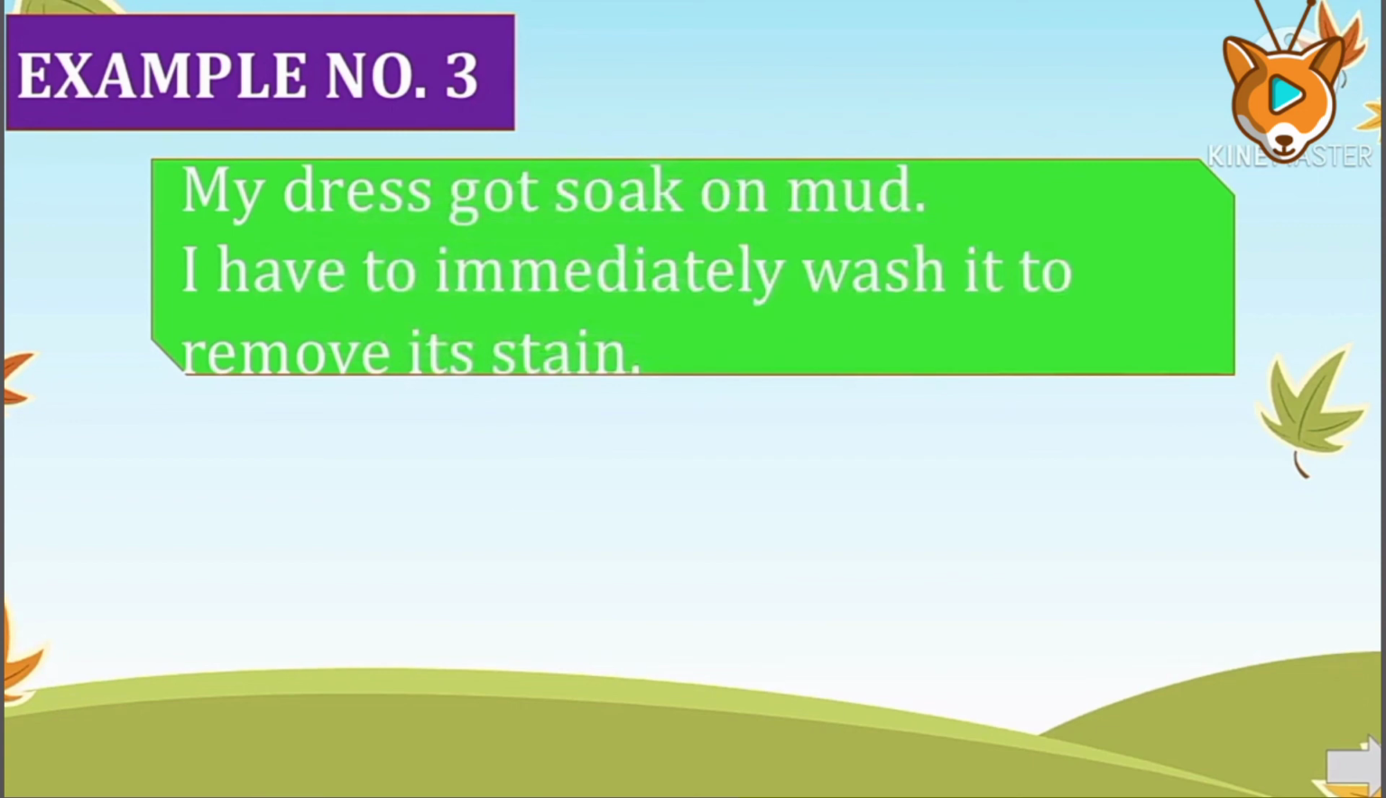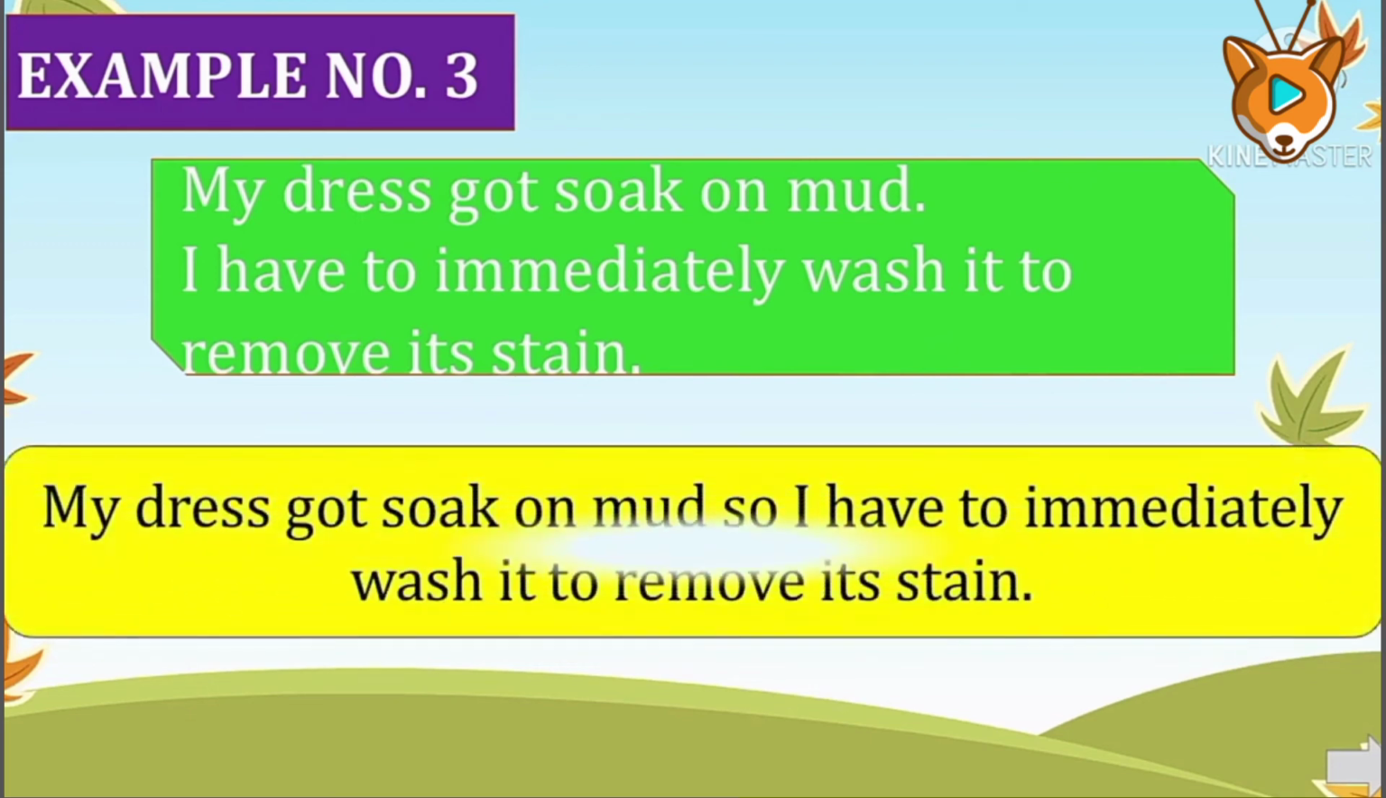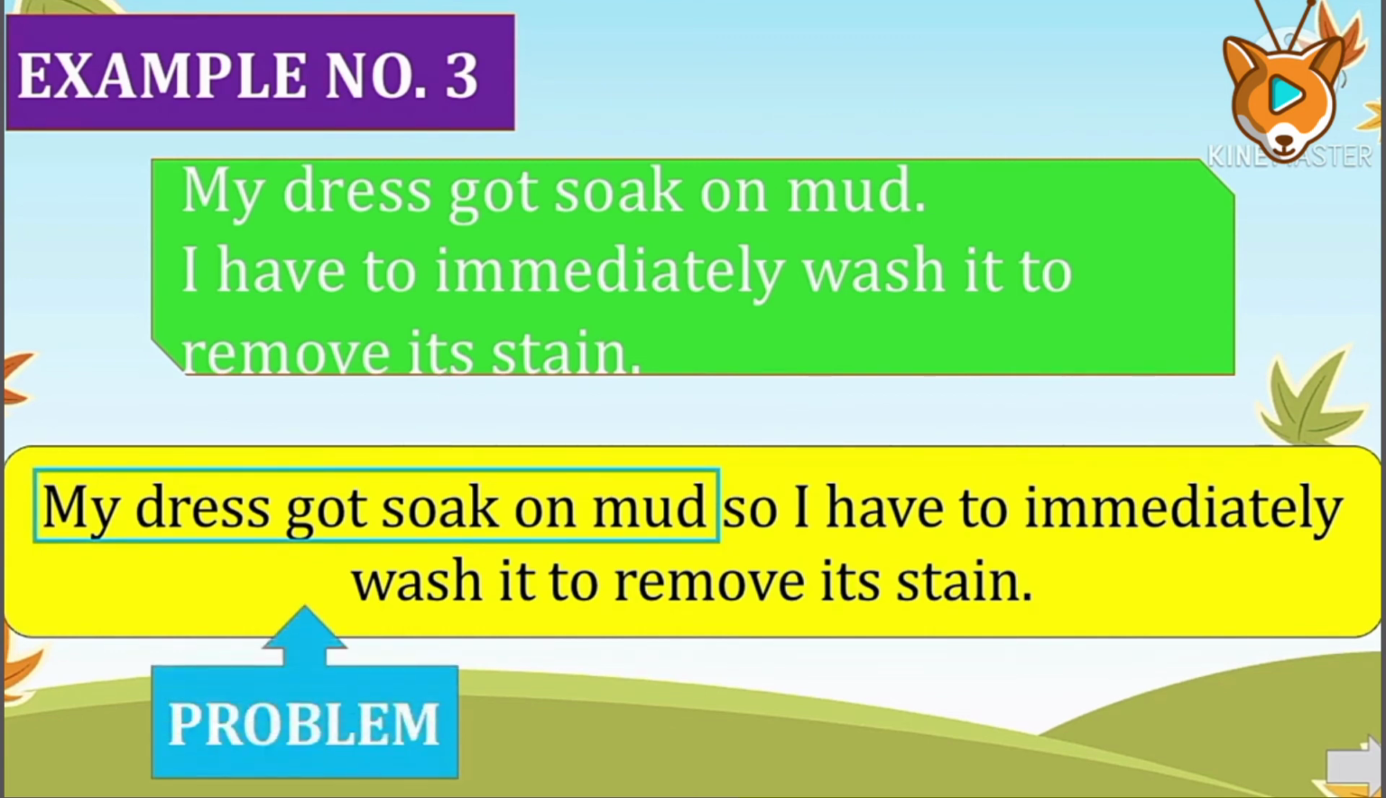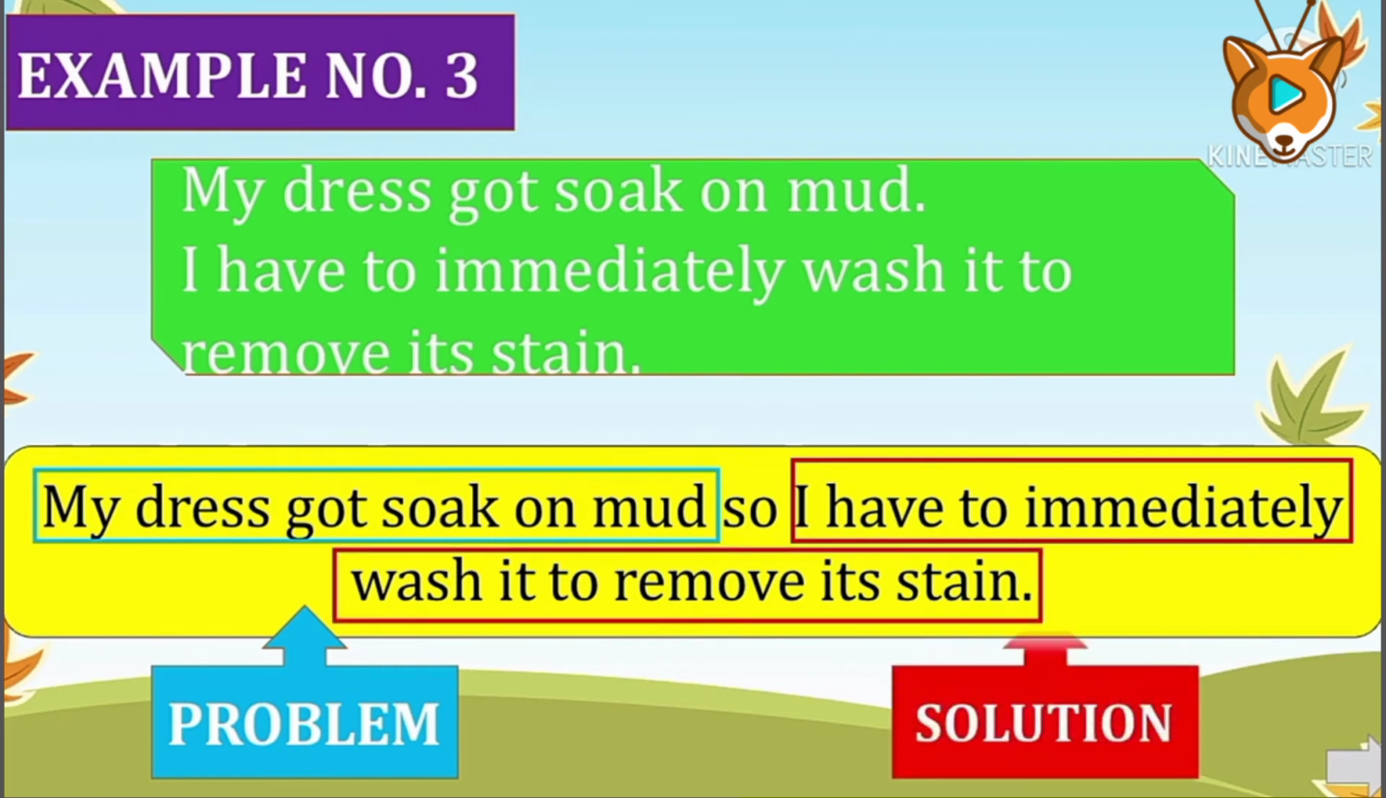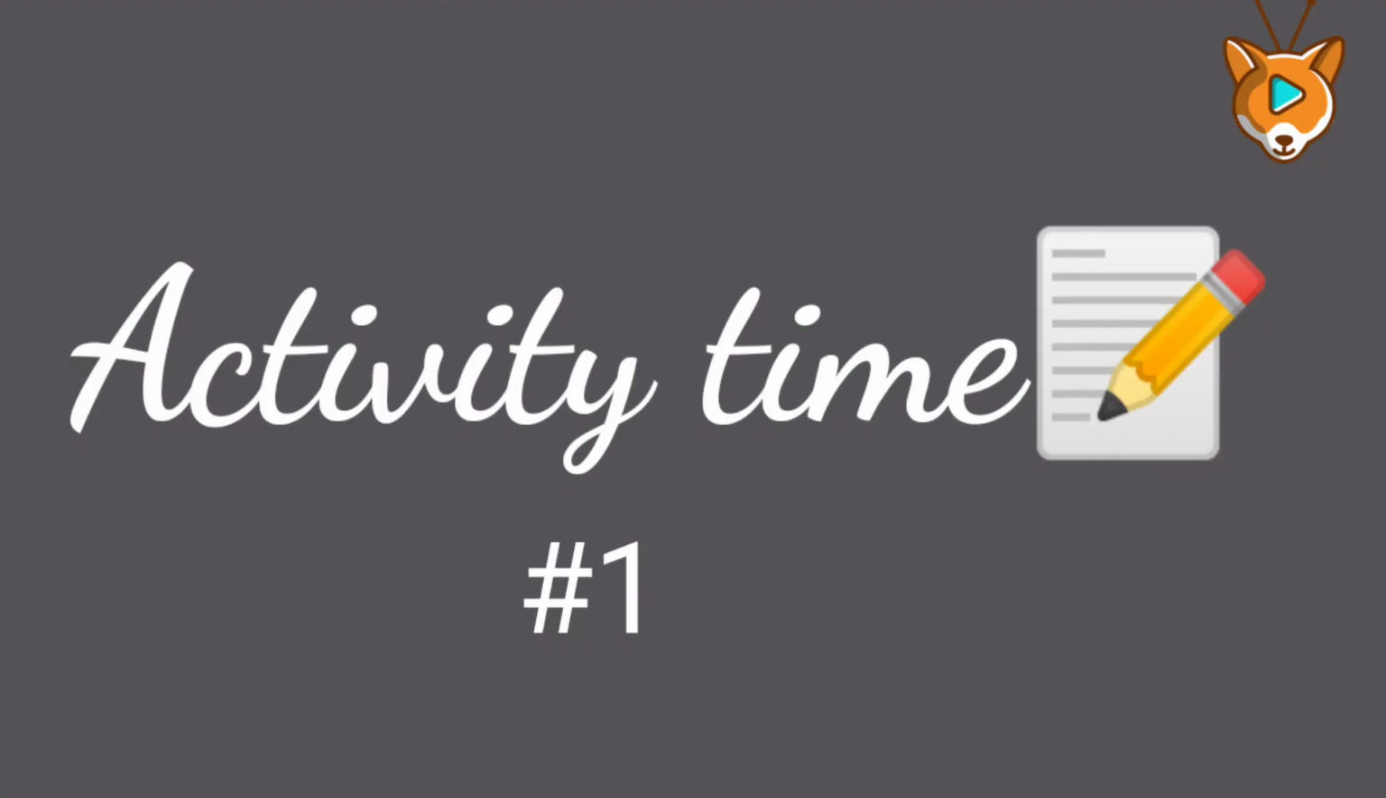Example number 3. My dress got soaked in mud. I have to immediately wash it to remove its stain. My dress got soaked in mud, so I have to immediately wash it to remove its stain. My dress got soaked in mud is the problem. I have to immediately wash it to remove its stain is the solution. And it's being connected with the conjunction so.